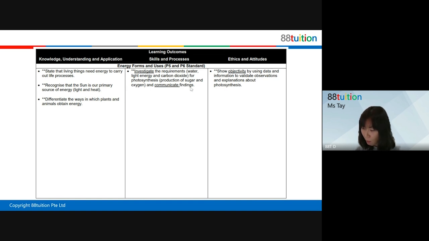Okay, so that's why over here, investigate the requirements for photosynthesis, and communicate findings. So these are the things that you need to do in school because you will be doing experiments in school. Now, you need to work with data and information. So you will expect to see those tables with some numbers. Then they're going to tell you how much carbon dioxide is taken in, how much oxygen is given out, something like that. So all these you have to be clear. You need to learn all this. You need to know all this for your PSLE.